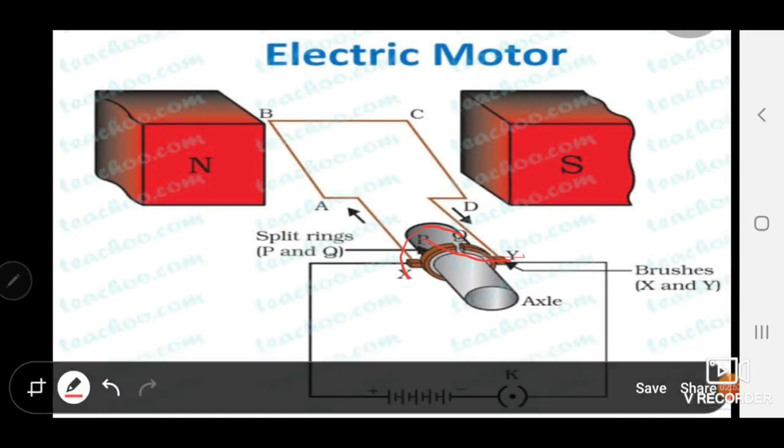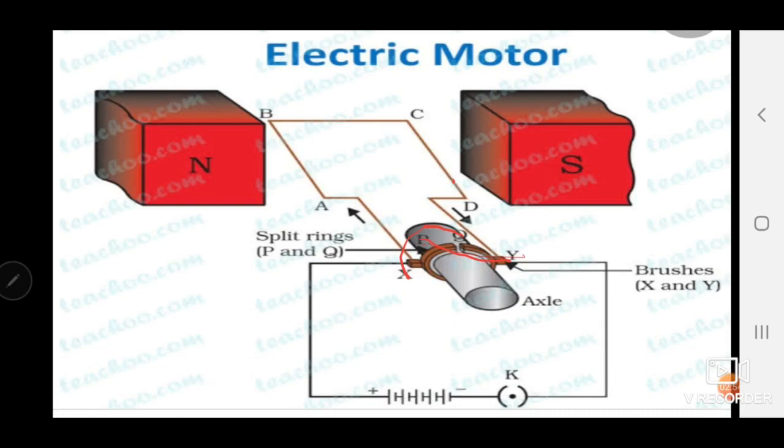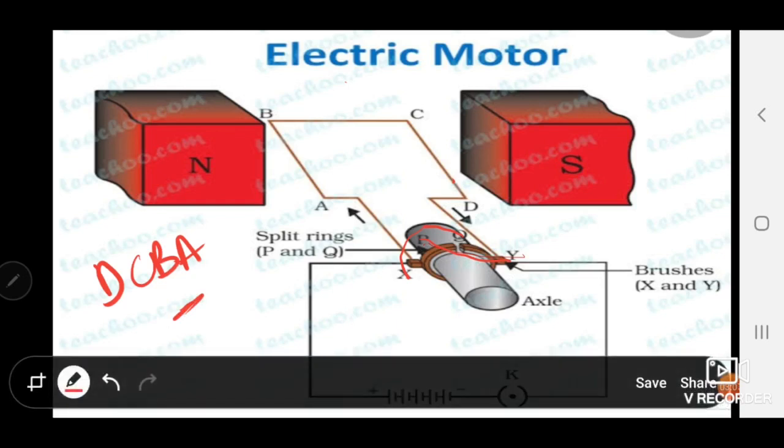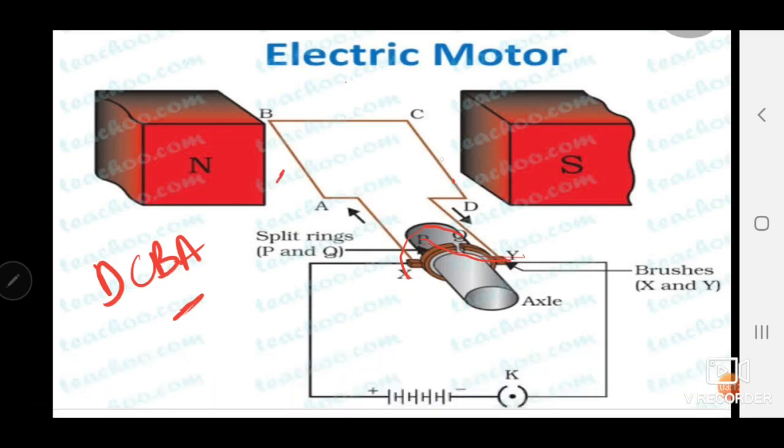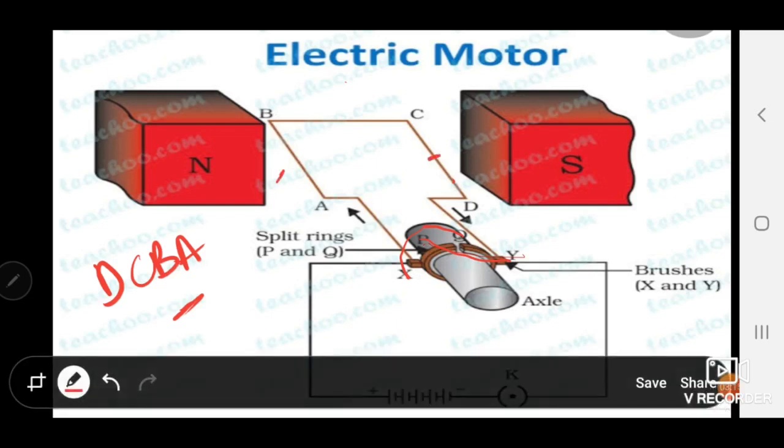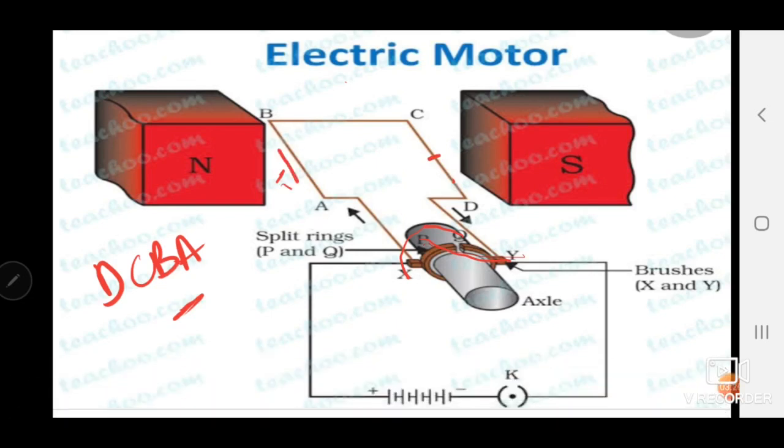and the current flows through the direction of DCBA. So due to the reversal of P and Q, the current starts to flow in the direction of DCBA. So now the reversal of current also reverses the direction of force acting on the two arms AB and CD. Now the arm of the coil that was earlier pushed down, so this is AB, is now pushed up, and CD that was pushed up is now pushed down. Now AB is coming up and CD is moving down.